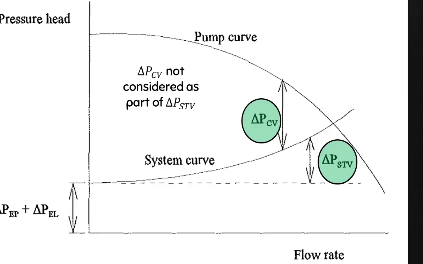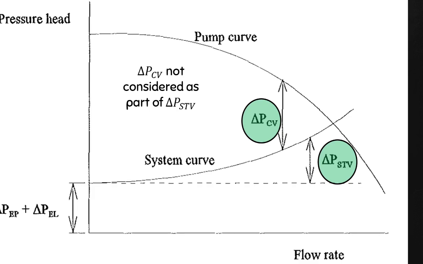Now the following diagram shows the pump curve, which is plotted together with the system curve. The system curve is a graphical representation of the mechanical energy balance, which we were first introduced to in chapter 3, equation 3.20, and we also dealt with it more in chapter 4 when we went on to look at the Darcy-Weisbach equation.